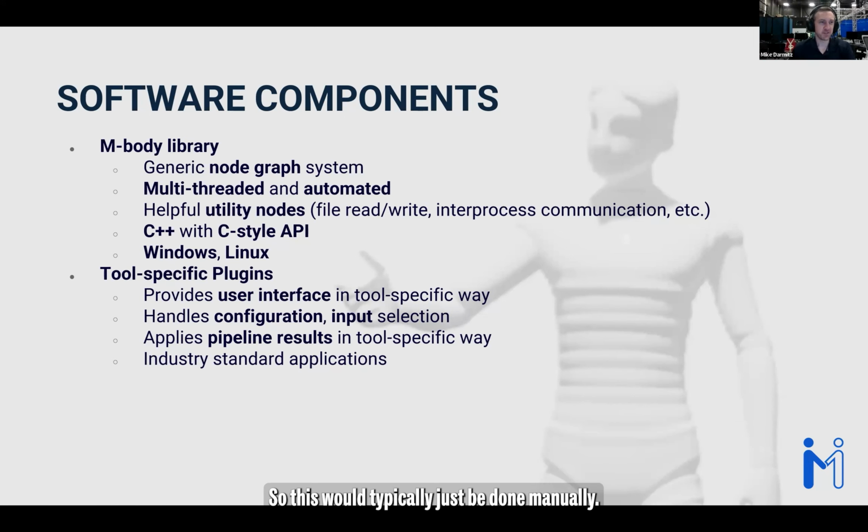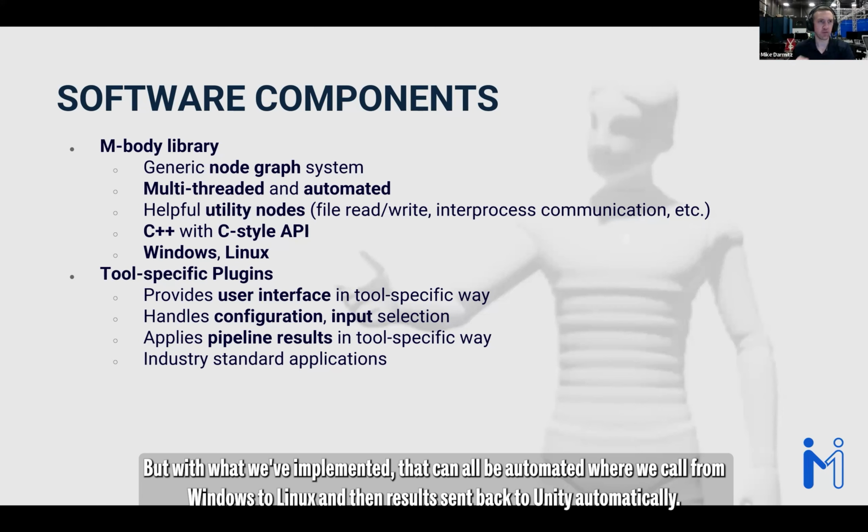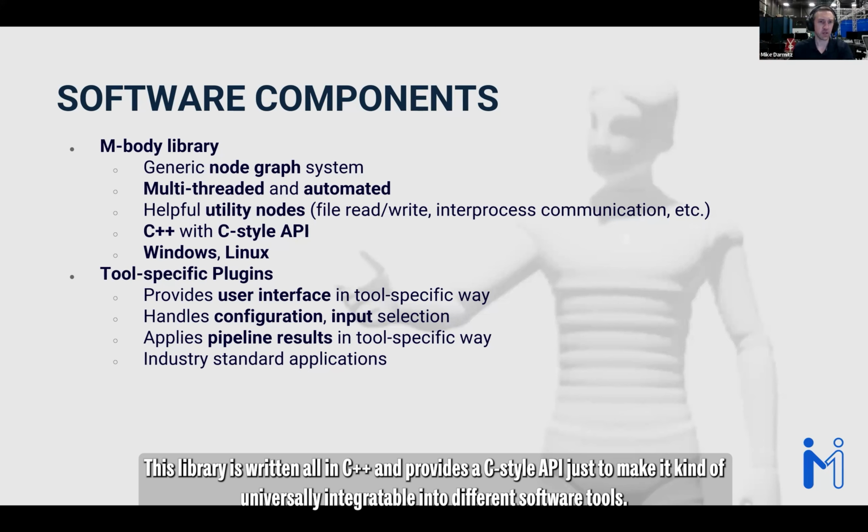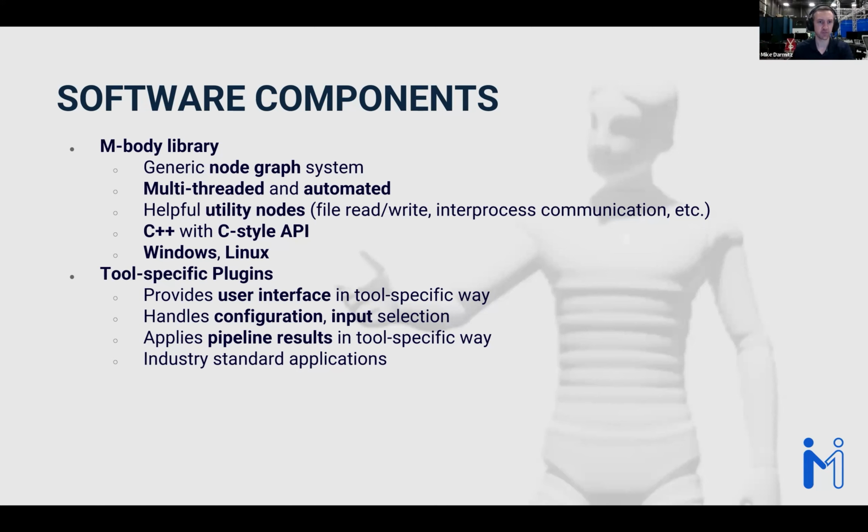So this would typically just be done manually. Someone would have to run the thing on Linux, take the results, transfer it over. But with what we've implemented, that can all be automated, where we call from Windows to Linux and then results are sent back to Unity automatically. This library is written all in C++, and provides a C-style API just to make it kind of universally integratable into different software tools. And currently, we are building it for Windows and Linux.